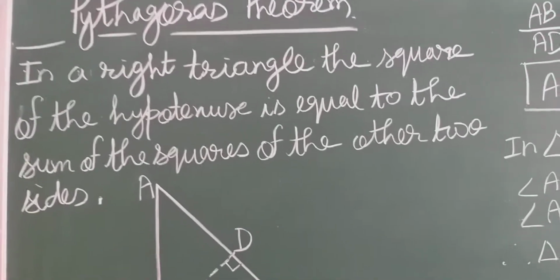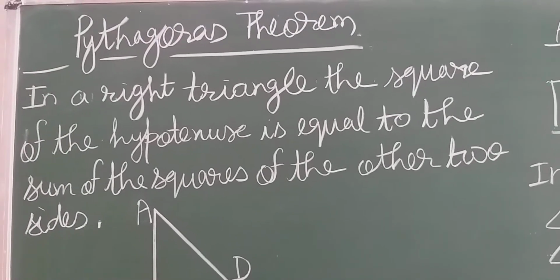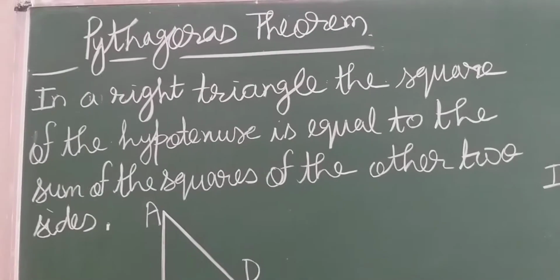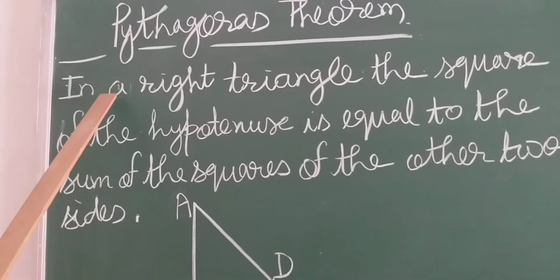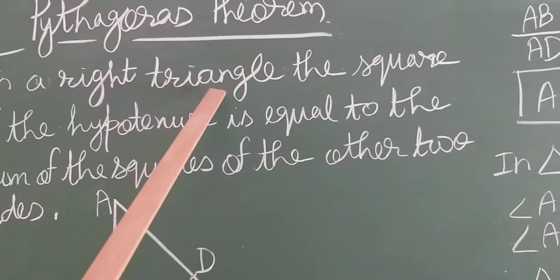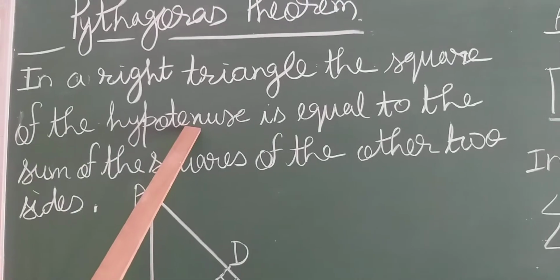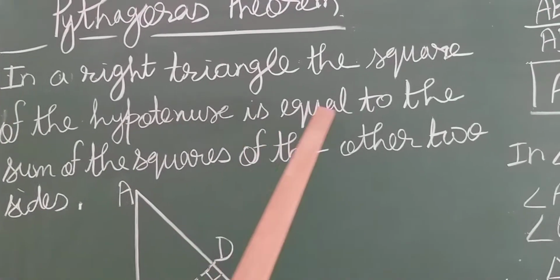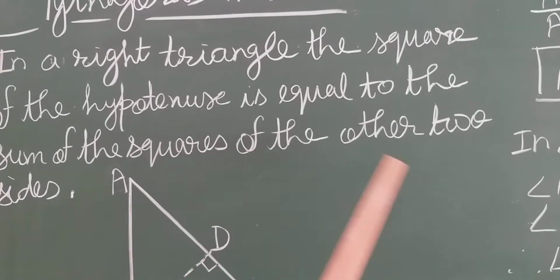Students, today we are going to learn Pythagoras theorem. According to Pythagoras theorem, in a right triangle, the square of the hypotenuse is equal to the sum of the squares of the other two sides.